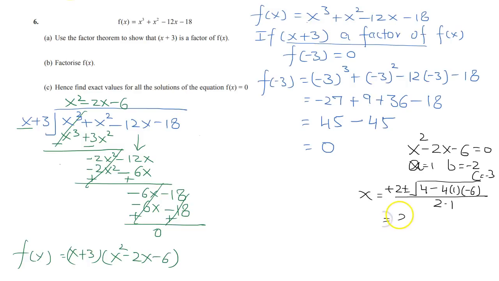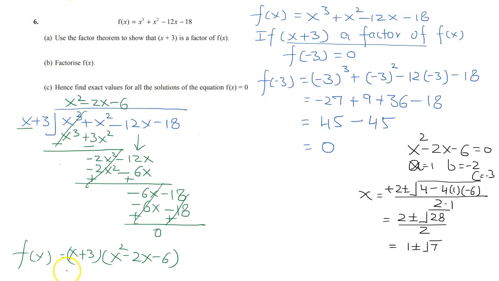So that is 2 plus or minus root, this is 24 and this is plus 4, 28. 28? Yes, 28 over 2. So that is 1 plus or minus, we cancel 2, 28 can be 7 times 4, so 2 is out, 2 cancels, so this is root 7. So find the exact value.